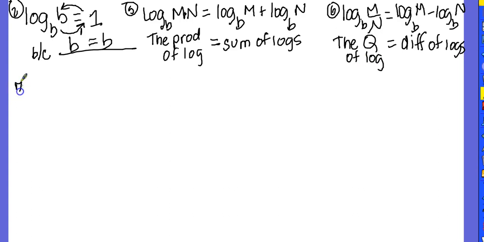Then the last one that we will probably need for today, and these are typically the most popular, you see them the most often, is property 7 that says the log of m to the p base b is equal to, power down, p times the log of m base b.